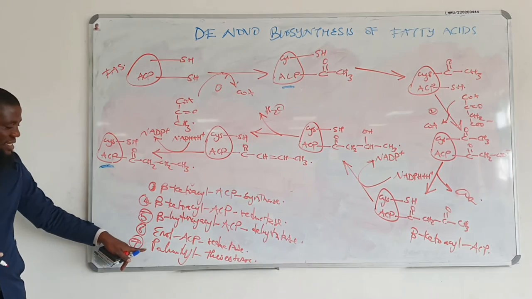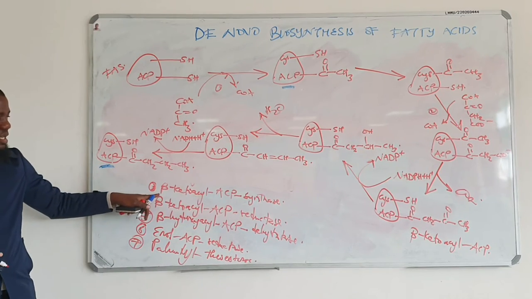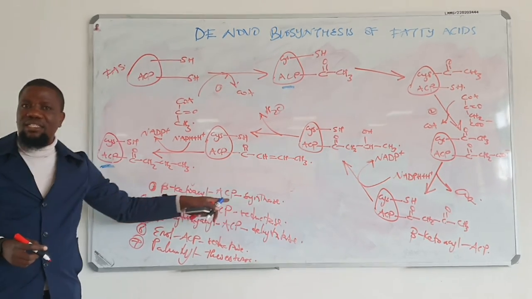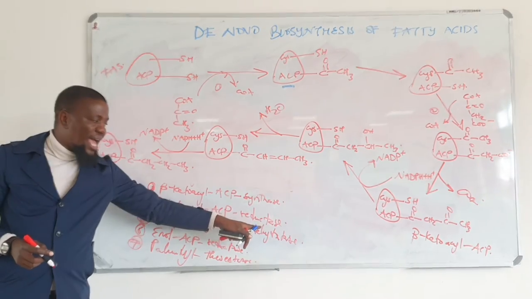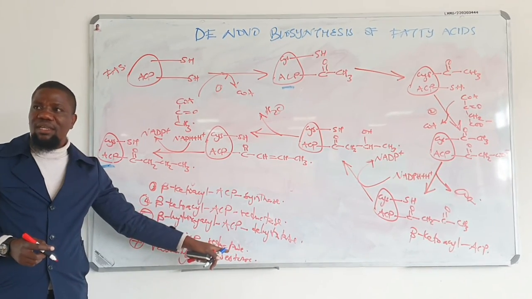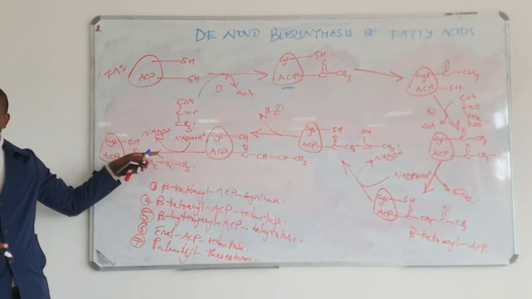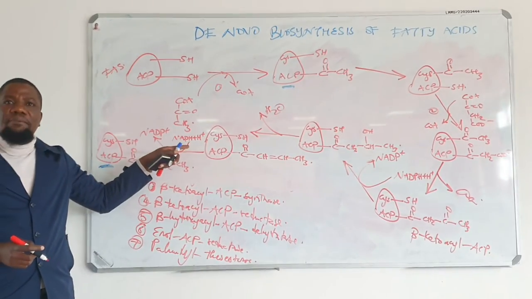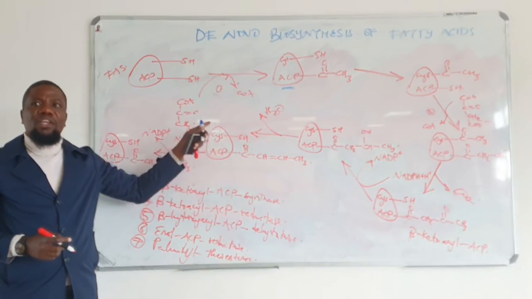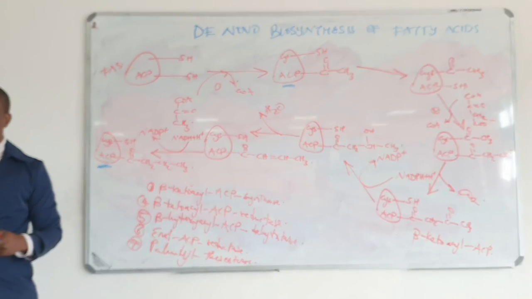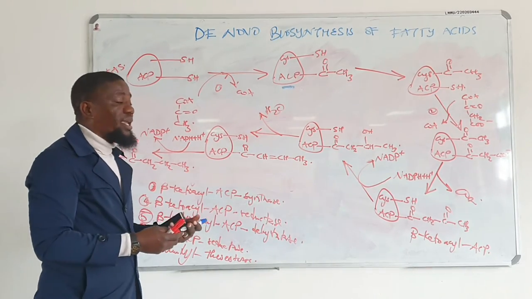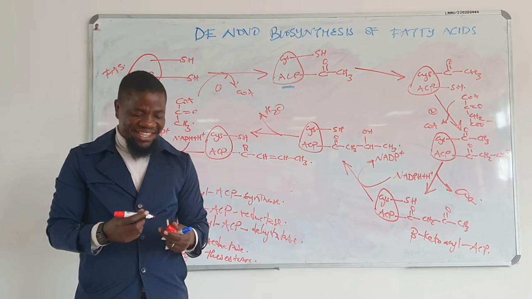So fatty acyl synthase has these seven enzyme activities. It has the beta-ketoacyl-ACP synthase activity, beta-ketoacyl-ACP reductase activity, beta-hydroxyacyl-ACP dehydratase activity, enoyl-ACP reductase activity, palmitoyl thioesterase activity, and then the first two, which are the acetyl-CoA-ACP transacylase and the malonyl-CoA-ACP transacylase. Seven enzyme activities. Is that okay? Guys, if this is not okay, yes, please.